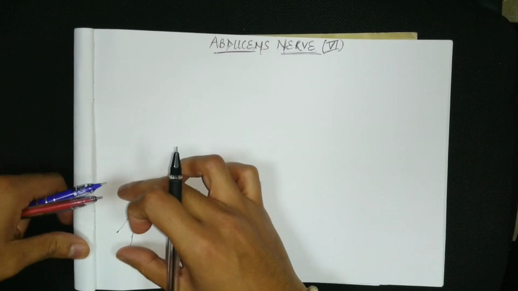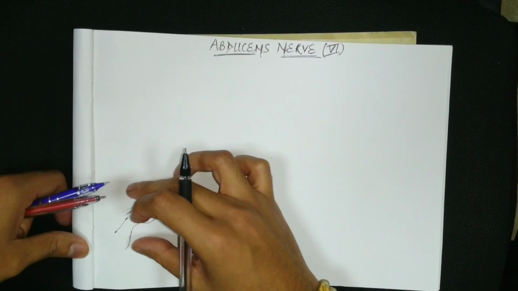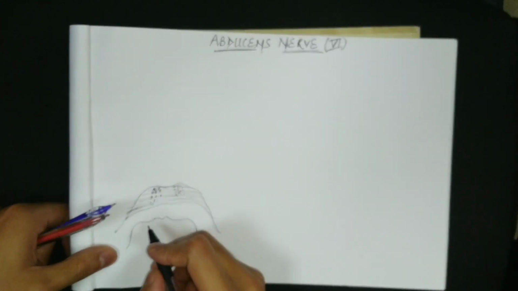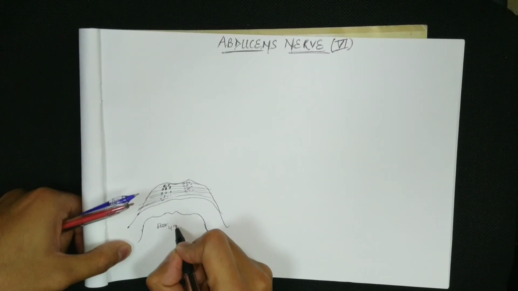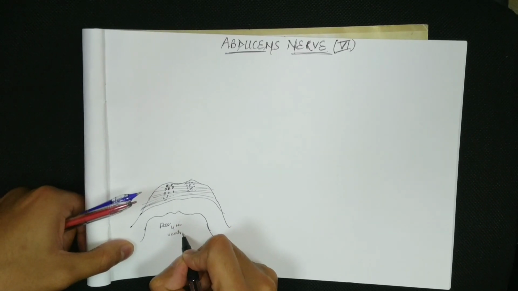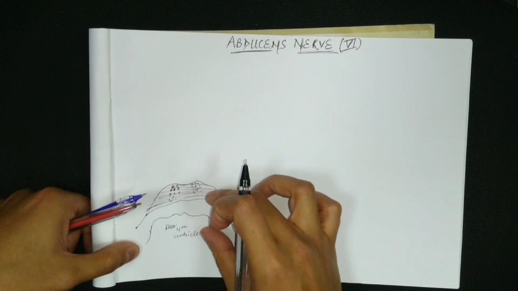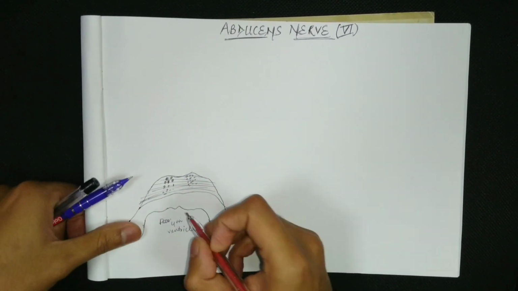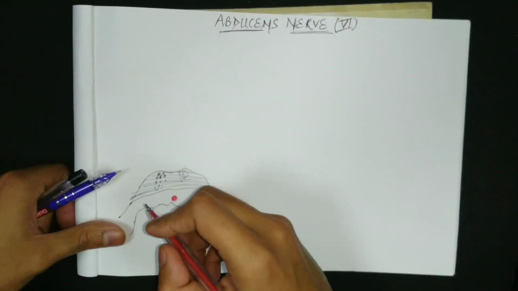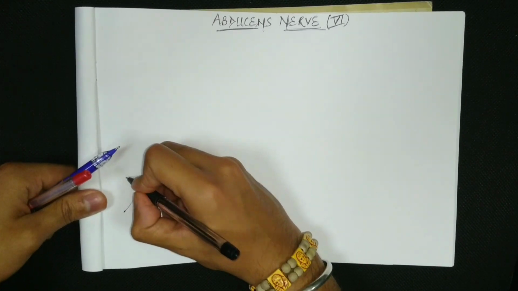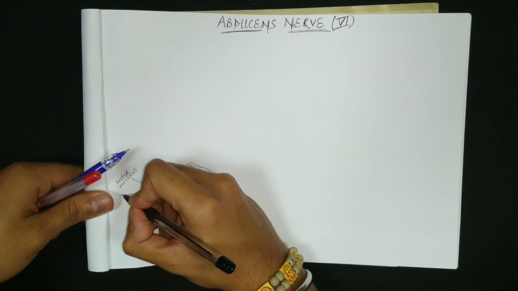Here this is the level of your floor, meaning your lower pons or upper region of the floor of the fourth ventricle. This is your floor of the fourth ventricle, this is your fourth ventricle, and the nucleus is just above the superior part of your fourth ventricle, in the region of your lower pons. So here is your motor nucleus of your abducens nerve. This is the level of your motor nucleus of the abducens nerve.